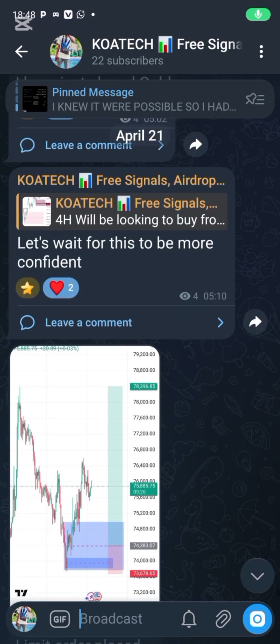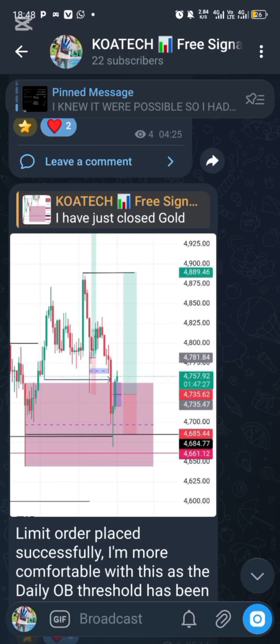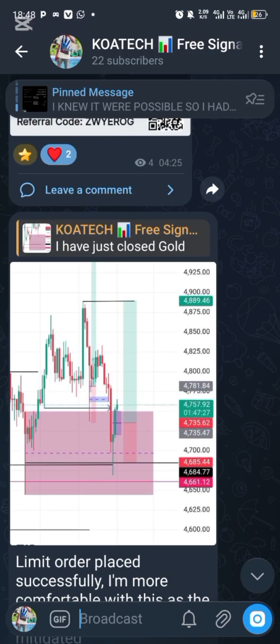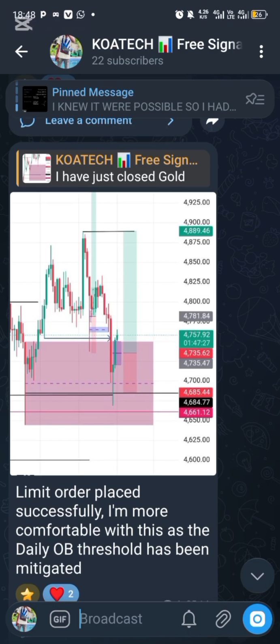Of course it did drop, and look at it. Price dropped here, and I had to place this limit order again, placing my SL here, and I was kind of comfortable when I placed this one. But then something else happened. Look at what I wrote here. Limit order placed successfully. I am more comfortable with this as the daily OB threshold has been mitigated.